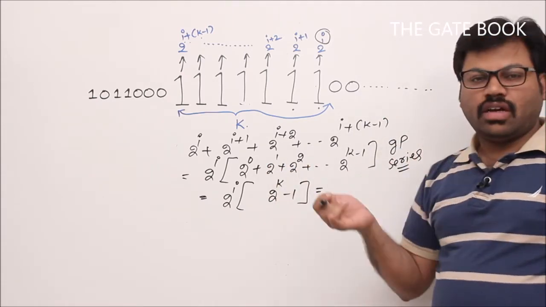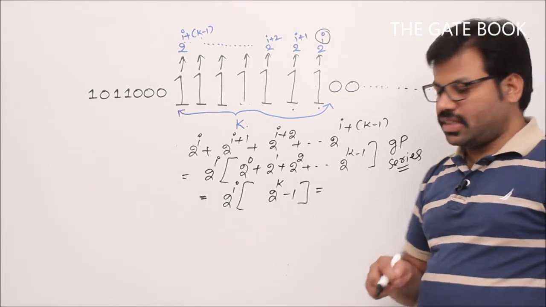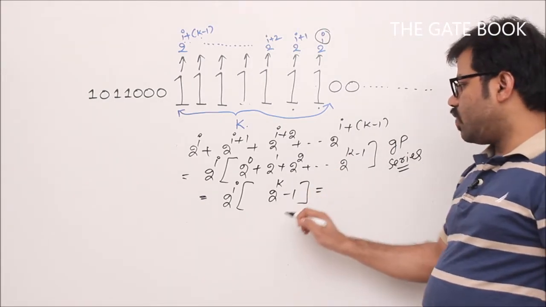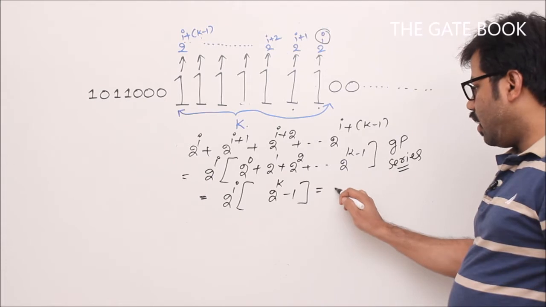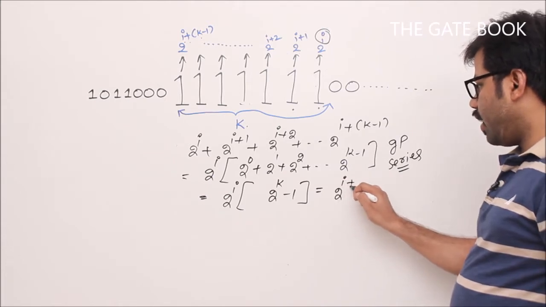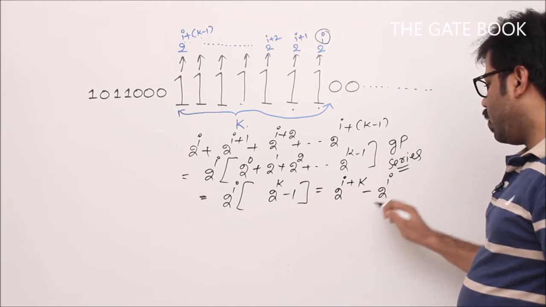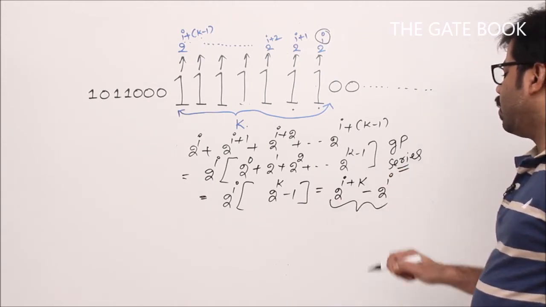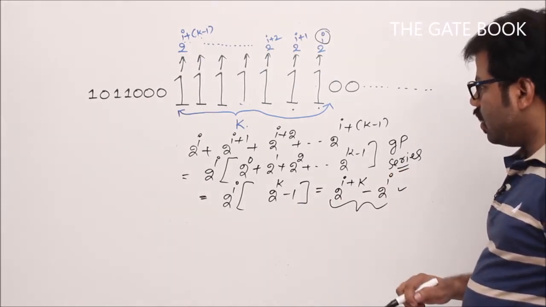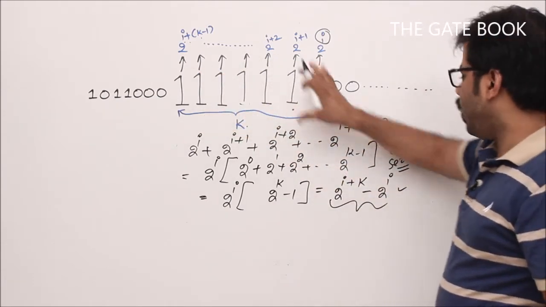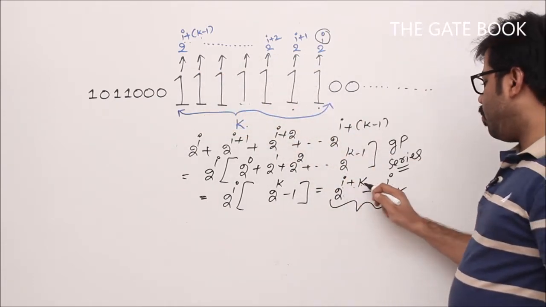So if you don't know that, then please learn GP series. So 2 power k minus 1 into 2 power I, that if I simplify, you get 2 power I into 2 power k, 2 power I plus k minus 2 power I. So this is the final thing. What I want to tell you is this entire value is equivalent to 2 power I plus k minus 2 power I.